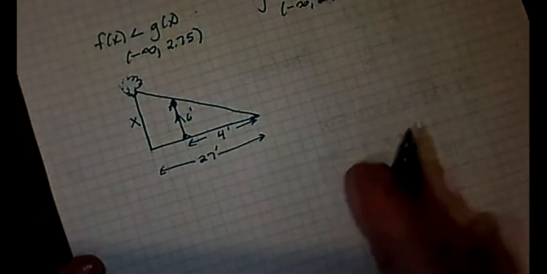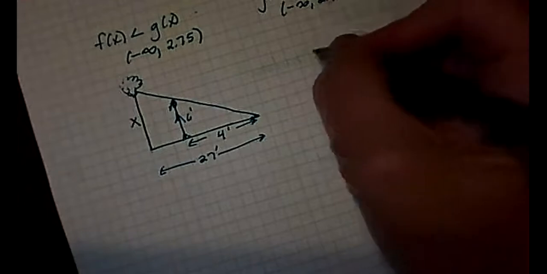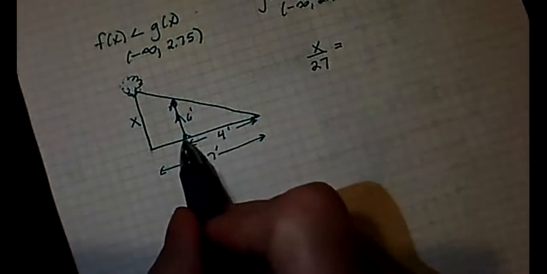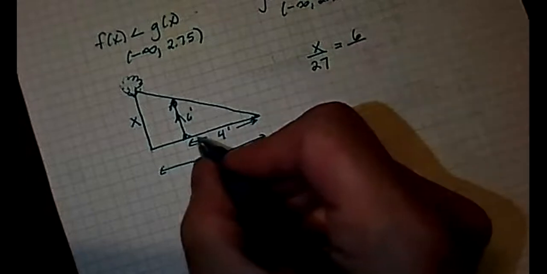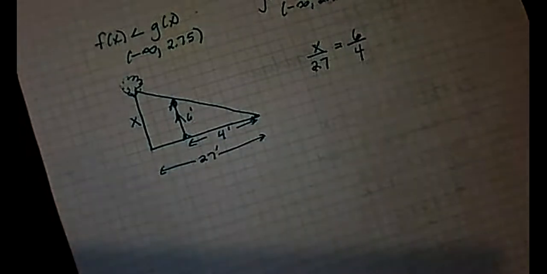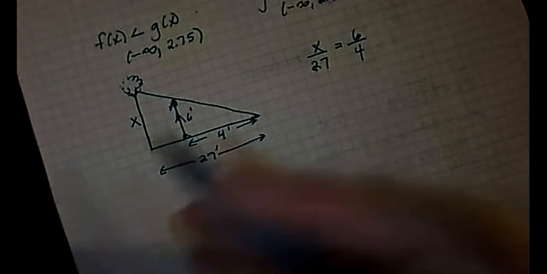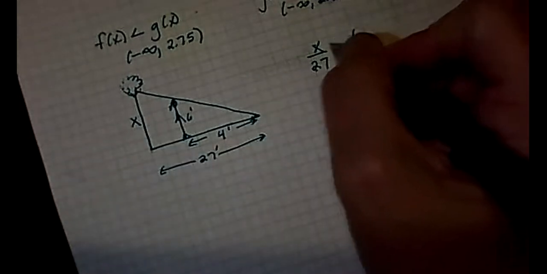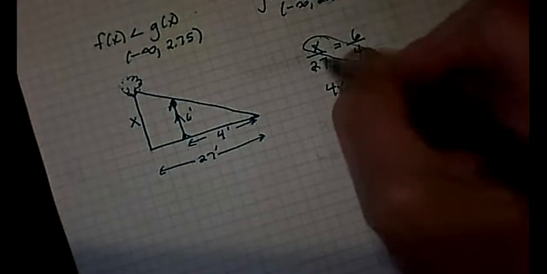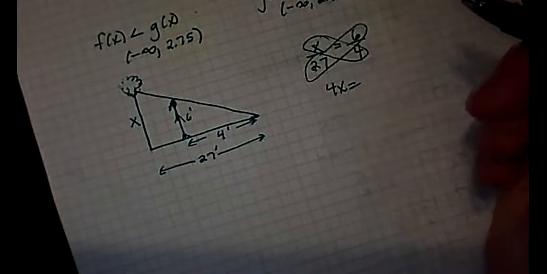So let's set it up as a proportion. Let's take the height of the tree. The height over the shadow is x over 27 for the big triangle. And then for the person, it's going to be the height over the shadow. So they're both height over shadow, height over shadow. And then we're just going to cross multiply that. So we take this times this, 4 times x is equal to 27 times 6.